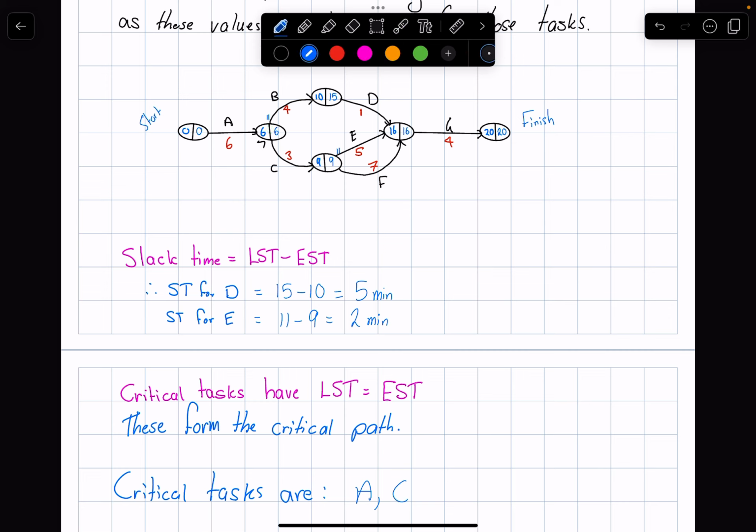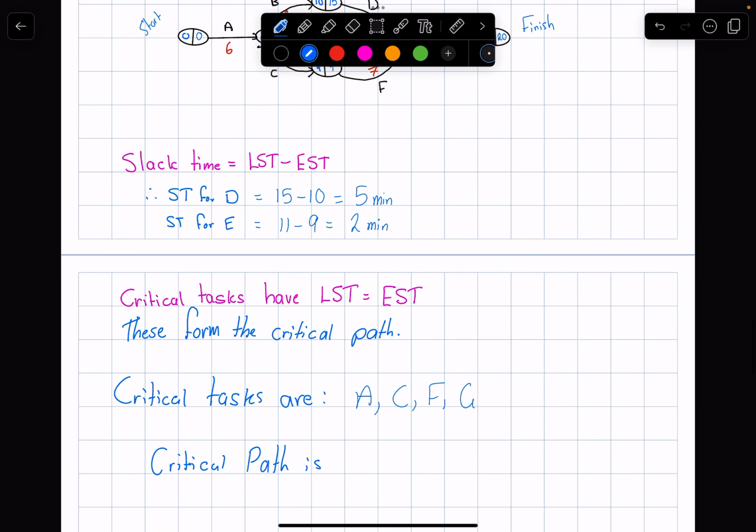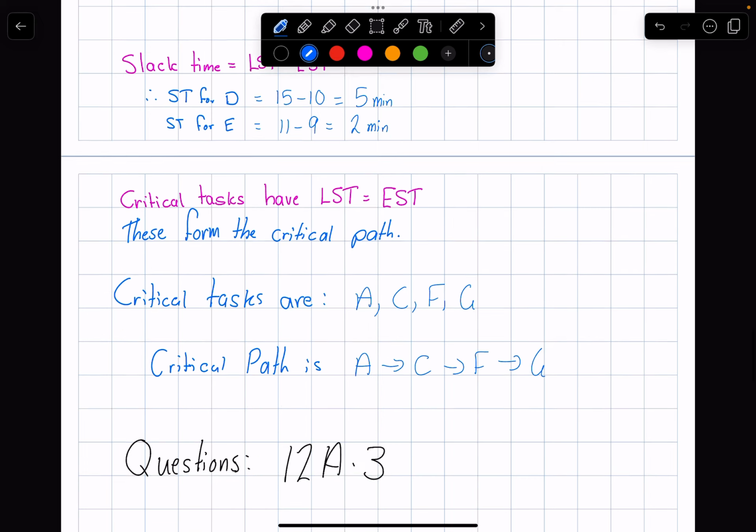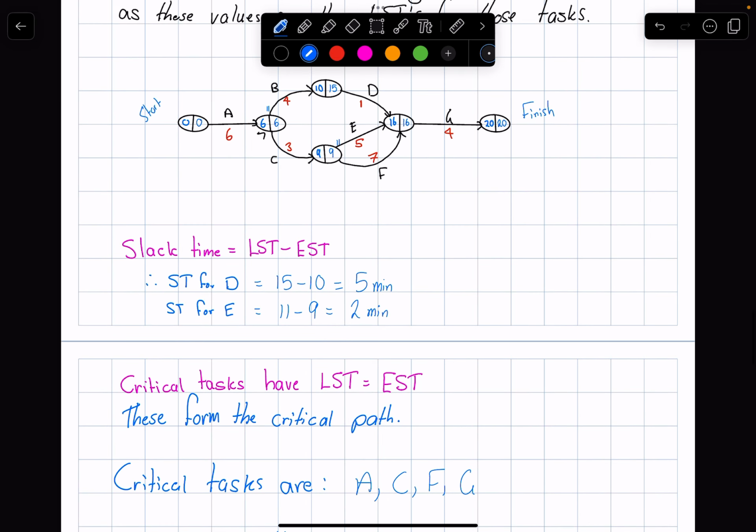So I've got C. I've got a little number here, so I go this way, which is task F. And then I finish with task G. So that means my path is A to C to F and to G. All right. And the minimum completion time is the value inside the bubble at the end.